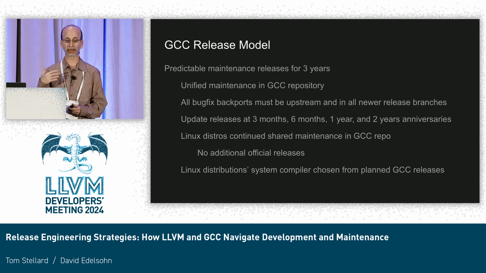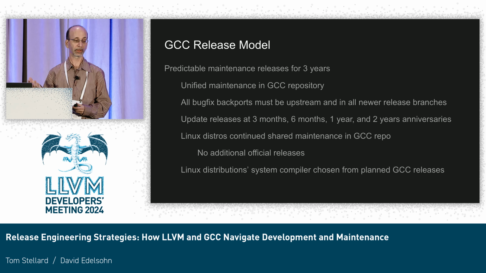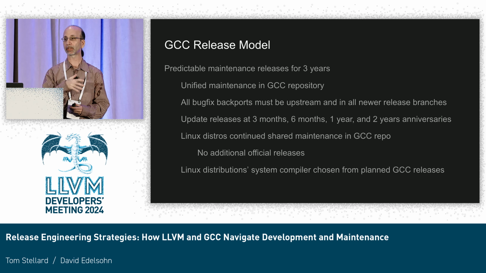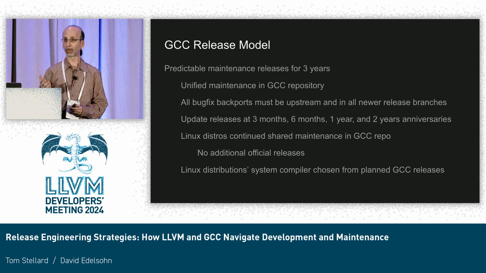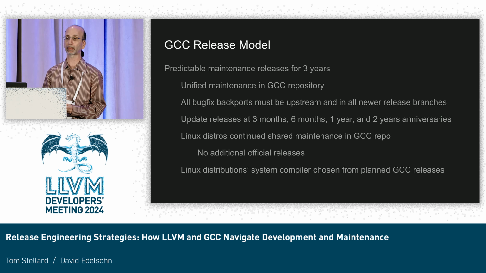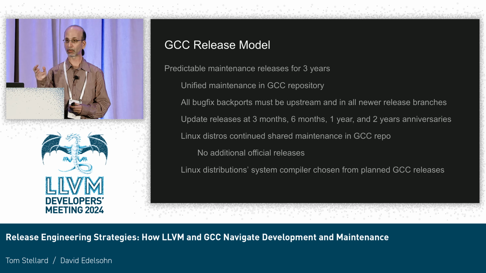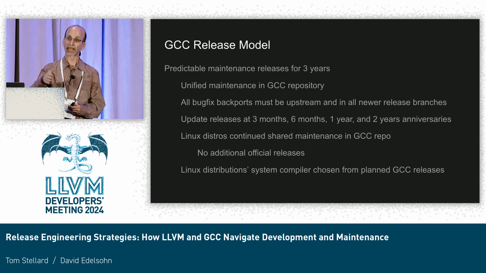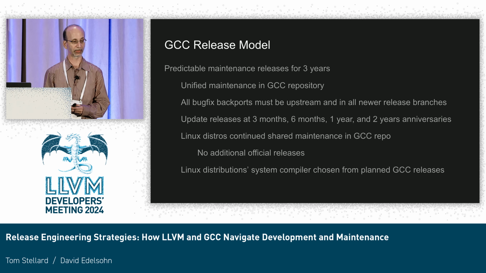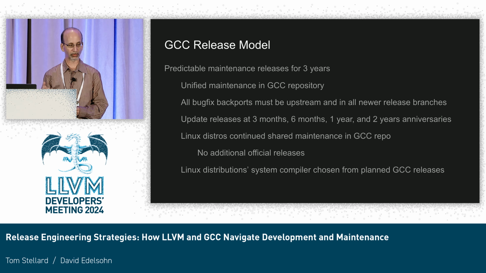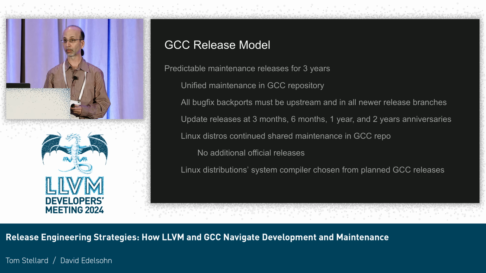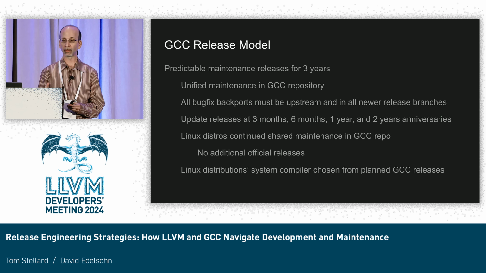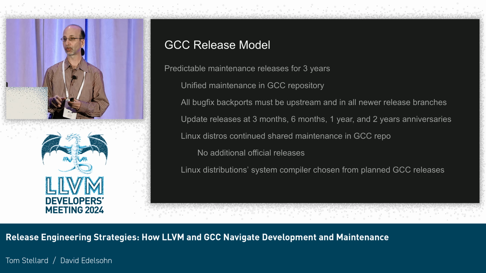The release model is basically a maintenance for 3 years, so that it's a unified maintenance upstream in the primary GCC repository, that all bug fixes to later releases have to be upstream in the current trunk. In other words, you can't fix something in one of the releases that isn't fixed first upstream in trunk and then propagated down to any continued to be maintained releases in the release branches. And so the releases are also at a regular cadence of 3 months, 6 months, a year, and 2 years of official, what are called FSF GCC releases.